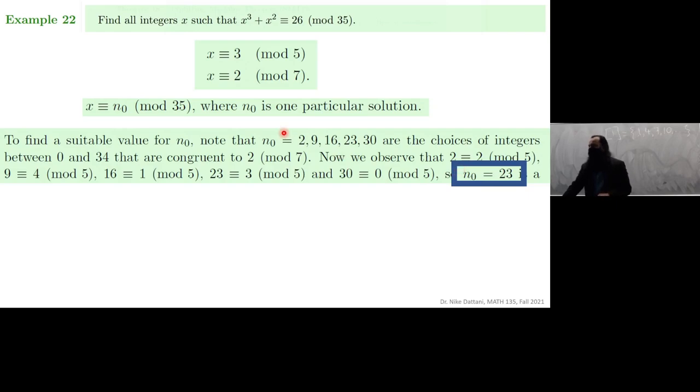Now observe, out of those five numbers, 2 is congruent to 2 mod 5, 9 is congruent to 4 mod 5, 16 is congruent to 1 mod 5, 23 is congruent to 3 mod 5, and 30 is congruent to 0 mod 5. We wanted something congruent to 2 mod 7 and congruent to 3 mod 5. These were the numbers congruent to 2 mod 7, and one of them happens to also be congruent to 3 mod 5. So N0 equals 23. 23 is congruent to 2 mod 7 and 3 mod 5. We found it. Brute force, but we got there. We got our particular solution to this system of equations.